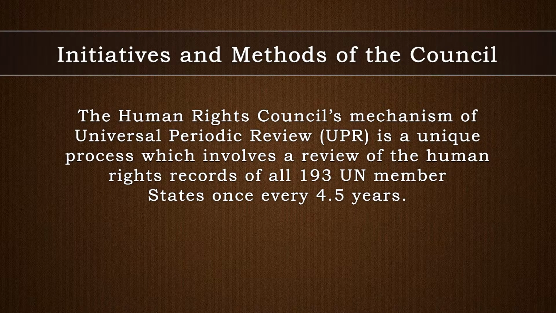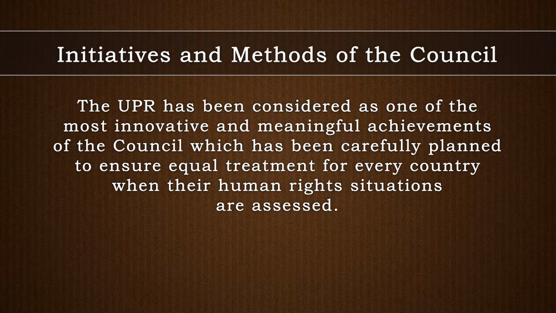The Human Rights Council's mechanism of Universal Periodic Review, popularly known as UPR, is a unique process which involves a review of the human rights records of all 193 UN member states once every 4.5 years. The UPR has been considered as one of the most innovative and meaningful achievements of the Council, which has been carefully planned to ensure equal treatment for every country when their human rights situations are assessed.